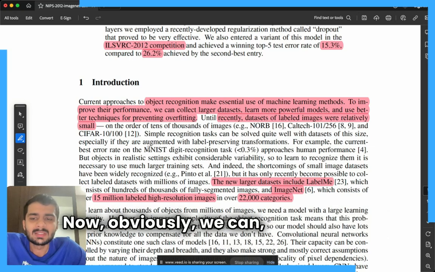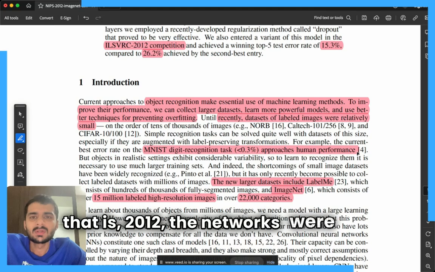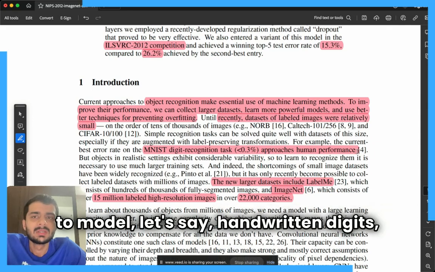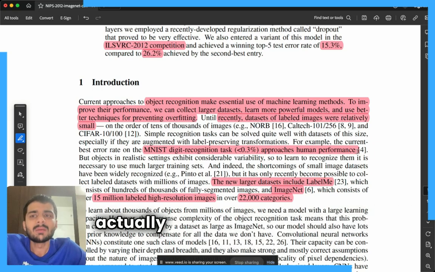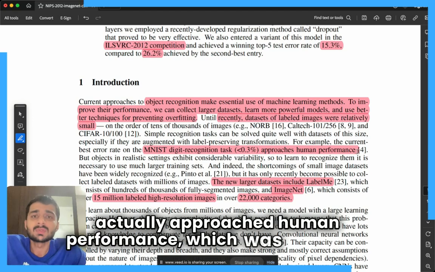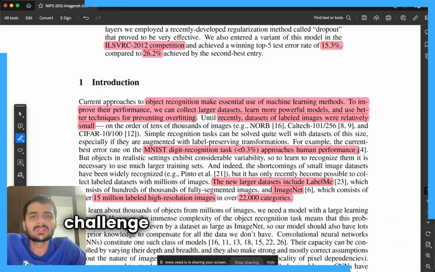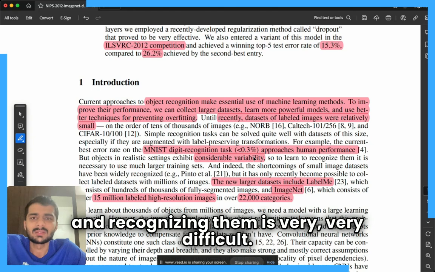Now, obviously, up until that point, that is 2012, the networks were good enough to model, let's say, handwritten digits, because a smaller size network could be enough, and their accuracy actually approached human performance, which was very good. However, images pose a very different challenge compared to handwritten text.